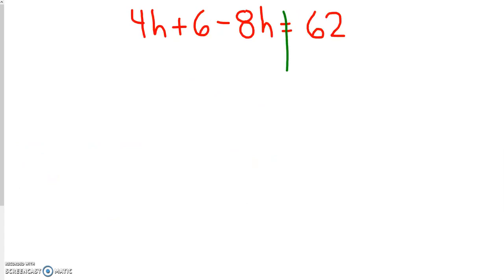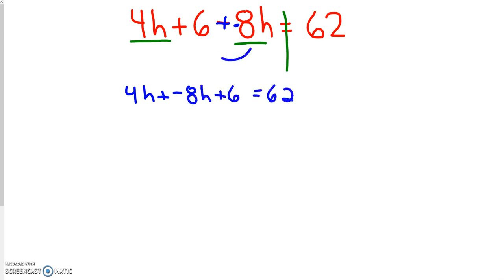Again, combining like terms. I want to combine the 4h's and the 8h's, however, they're not next to each other. Remember, the only way to move things around, get them next to each other, is if we use the commutative property of addition. But I don't have addition yet, so what I need to do is go through and change subtraction into addition. Add the opposite. So now it says 4h plus negative 8h plus 6 equals 62. The commutative property says if it's all addition, I can switch those around, which I just did. Now to combine like terms, 4h's plus negative 8h's is negative 4h's plus 6 to equal 62.